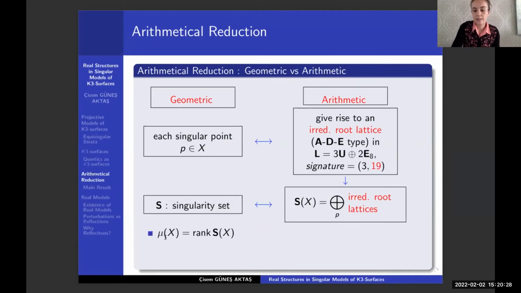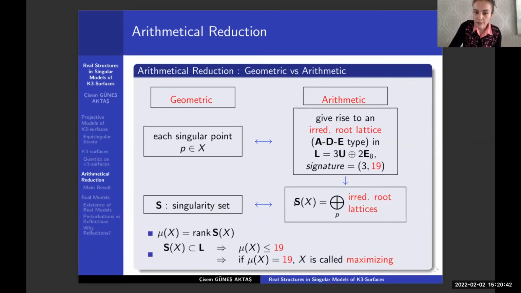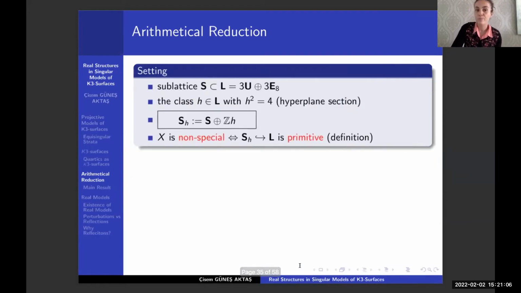And here, the minor number of our surface is defined as the rank of this root lattice on the arithmetical side. Since this root lattice is inside this spatial lattice L, its rank should be less than 19, because this is the negative definite part which corresponds to this. So that's why this minor number, which is the same as the rank of S, should be less than or equal to 19. And if it is 19, we call our surfaces maximizing surfaces.